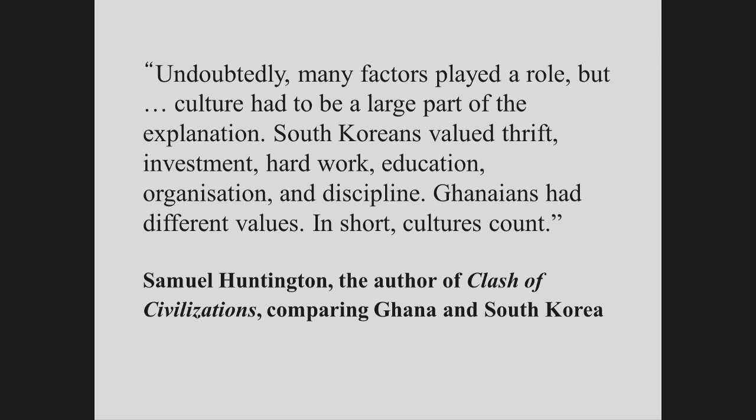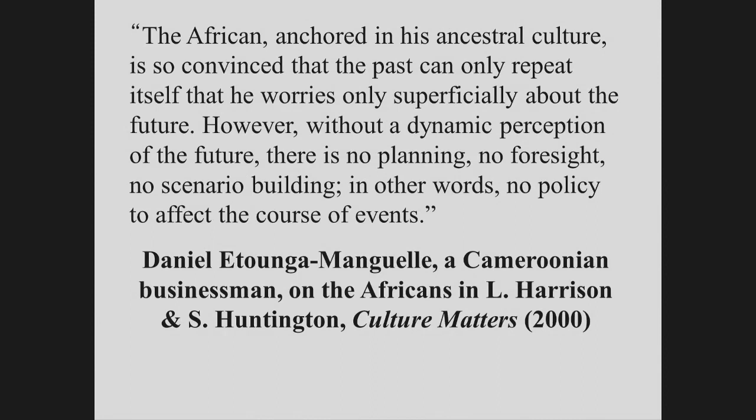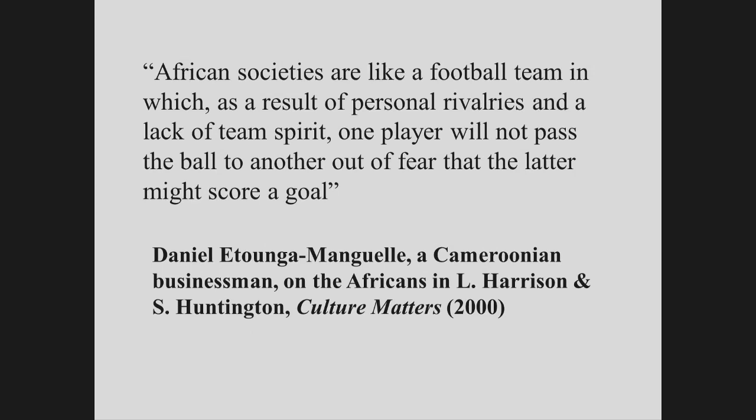And it's not just Westerners who say this. There's this book called Culture Matters, edited by Samuel Huntington, in which this Cameroonian businessman and author, Daniel Etounga-Manguelle, has this beautiful quote. Basically, he argues that Africans are backward looking. They don't have a concept of the future. They don't plan. This is their problem. In another, he likens African societies to football teams in which no one is going to pass the ball to each other. Why do you need Western racists when your own people say these things?